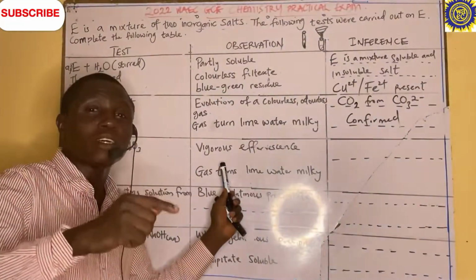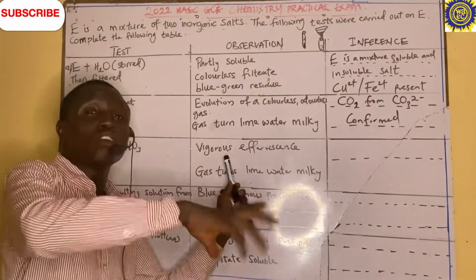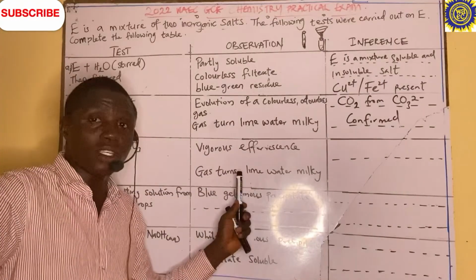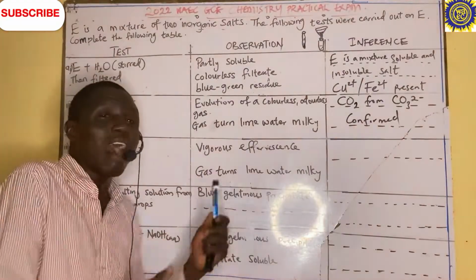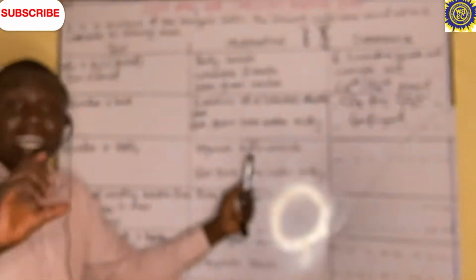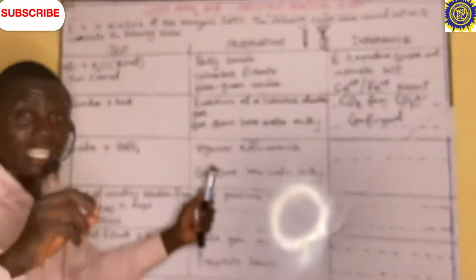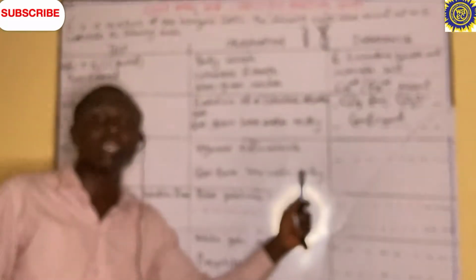And that vigorous effervescence will completely result in a dissolved solution. So whenever you have a vigorous effervescence, that indicates that a gas is present, a gas evolved, a gas is given up to the atmosphere. That's why we have vigorous effervescence. Then which gas is being given up?